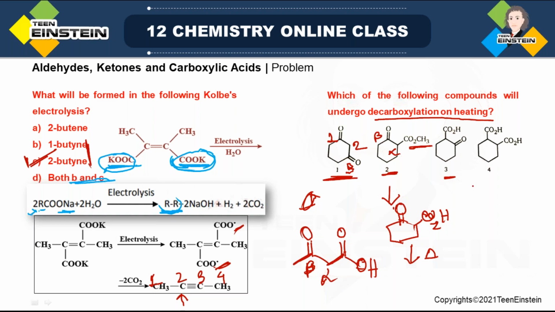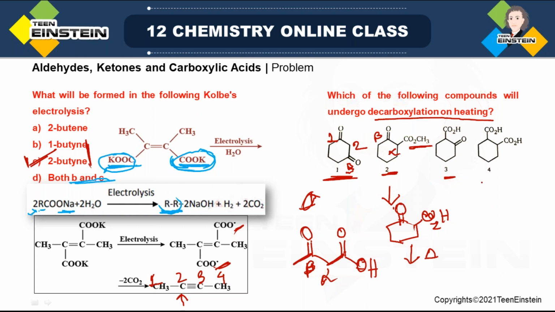We are not using any hydrolysis condition, acidic or basic. So that is why this will not give. Though there is a possibility to give, but we are simply heating it. We are not doing any hydrolysis. So that is why 2 will not give. Then 3, it will give because this is actually beta keto acid.